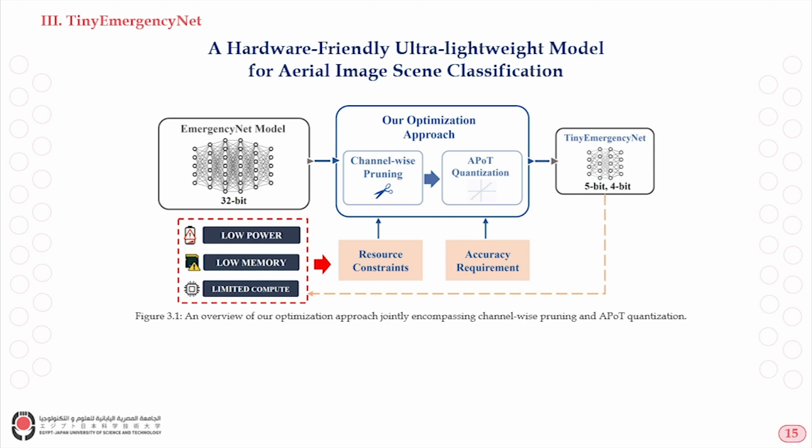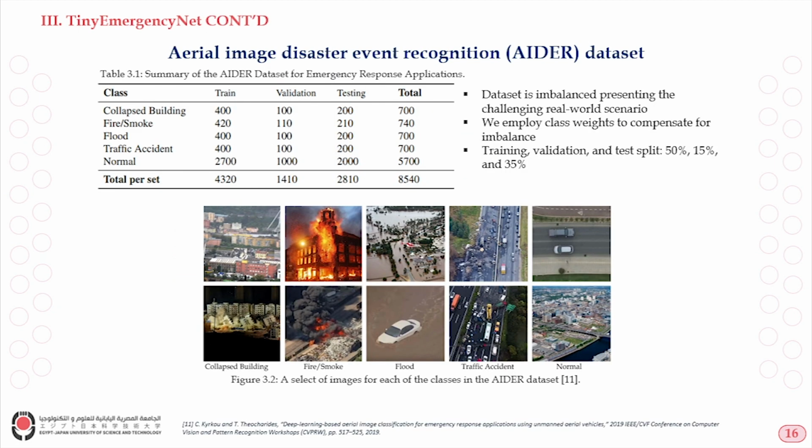So for the evaluation of this work, we use this data set. It's the Aerial Image Disaster Event Recognition data set that I will be referring to as AIDER. It has 5 classes. There are many disasters, but we considered 5. Okay, 4 with a normal class. There's collapsed building, fires, floods, and traffic accidents. So we split this data set into the training, validation, as well as the test sets.